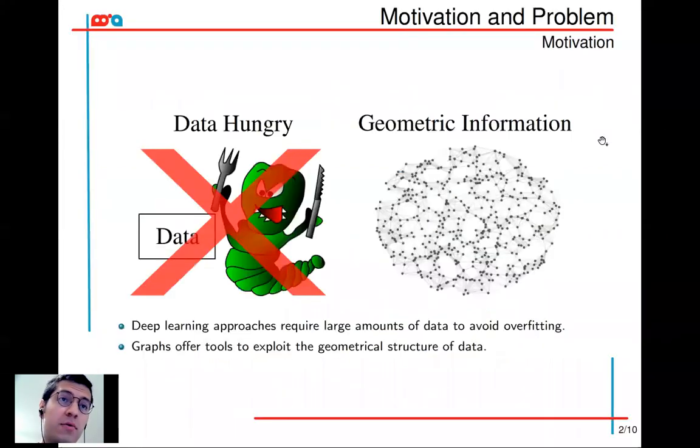So what is the motivation of this work? As you know, deep learning methods require a lot of label information to avoid overfitting. These methods are well known to be data hungry. And what we want to do here is to take advantage of the geometrical information that we can get from data to reduce the number of label information that we need in some learning process. Here we are gonna use graphs to extract this geometrical information.